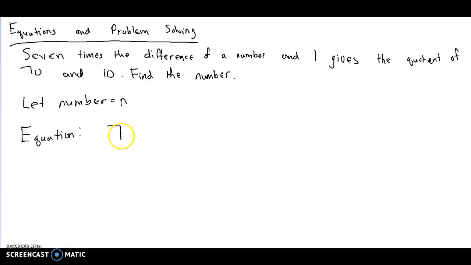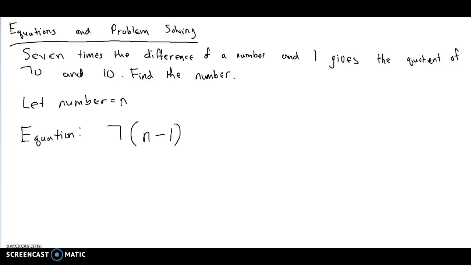So first of all, we have 7 times something. And we're going to multiply it by the difference of a number and 1. Difference tells us subtraction. We're going to multiply by the difference of a number, which we call n, and 1. A lot of students will forget these parentheses around the n minus 1. We want to multiply 7 times that quantity, and that quantity is the difference of a number and 1. That's its own quantity.